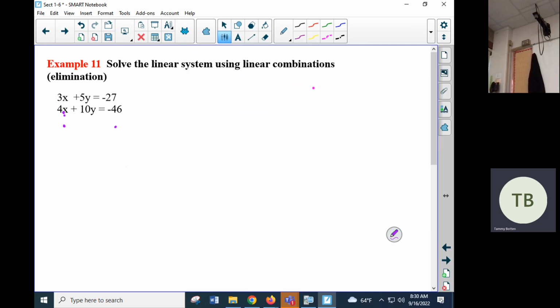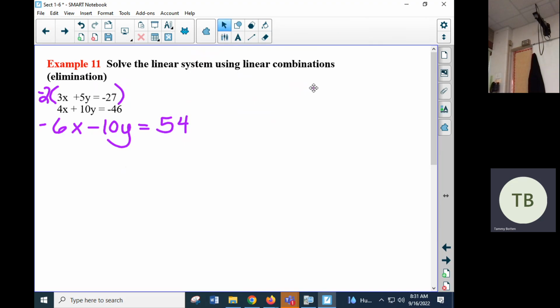This one for 10y and 5y, you'd only have to multiply one of the equations because 5 and 10 both go into 10. So if I'm trying to get rid of my y's, what would I multiply the top by? And would I do a positive or a negative? Negative 2. Very good. Negative 2 times 3x is negative 6x. Negative 2 times 5y is negative 10y. Negative 2 times negative 27 is 54. Then I'm going to take this and put it right underneath.